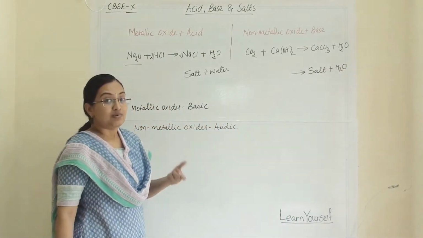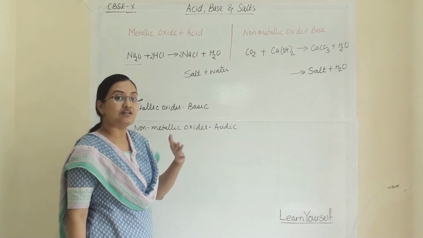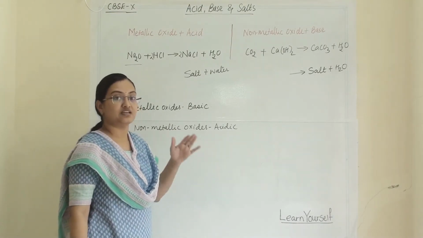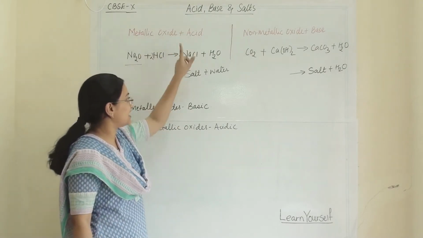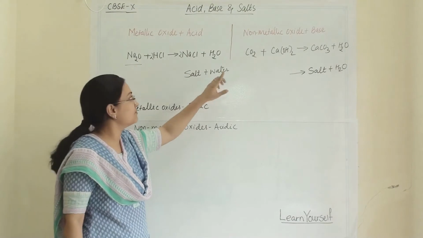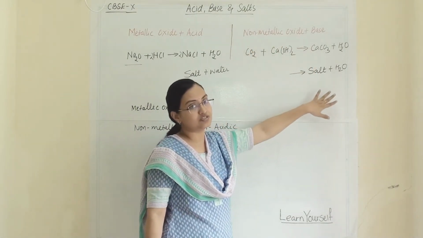So similarly, how we have studied in neutralization reaction, they are nullifying each other's effect. Here also we can see that when metallic oxide is reacting with acid, we will get salt plus water. When non-metallic oxide is reacting with base, we will get salt plus water.